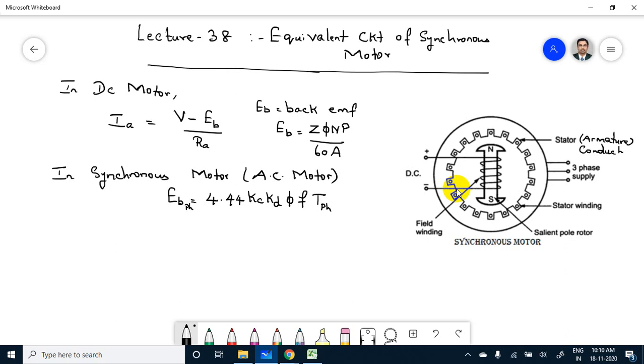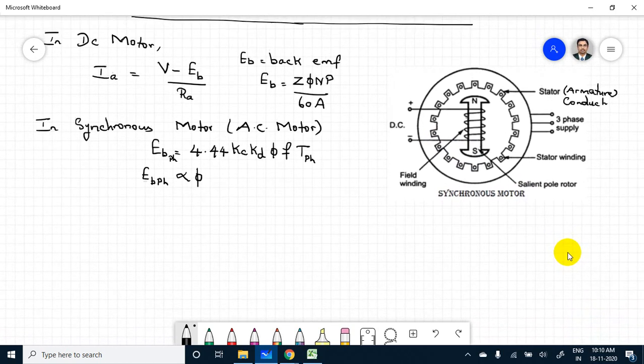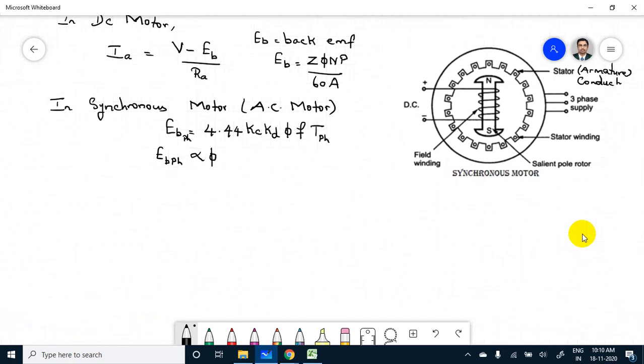This is the same equation which is applicable for an alternator. The same EMF equation is applicable here also. So this back EMF per phase is directly proportional to the flux in this AC motor. Now, by using this concept, we are going to give the DC excitation to this machine.